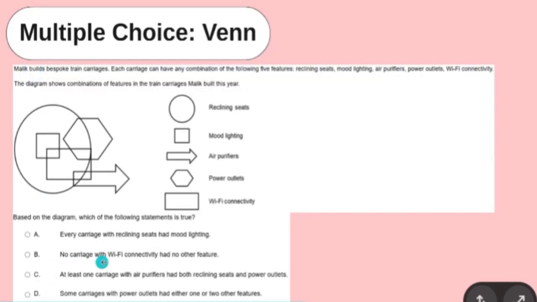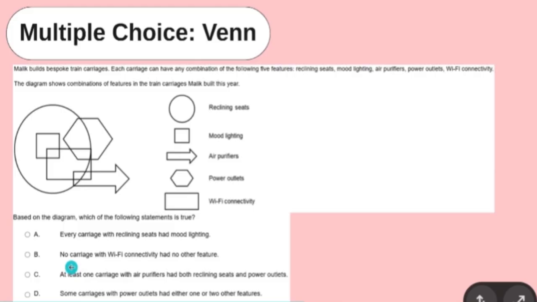Okay, so this is another wording thing. With these sorts of questions, you want to be careful with wordings. With Venn diagrams, normally you do get numbers, but sometimes you won't, which is why I chose this question. So the statement is no carriage with Wi-Fi connectivity had no other feature. So immediately we're looking for a carriage with Wi-Fi connectivity.